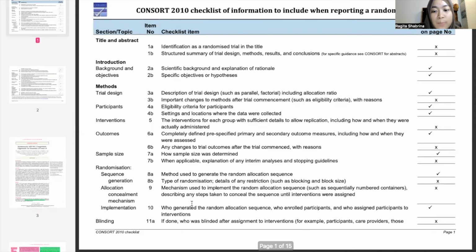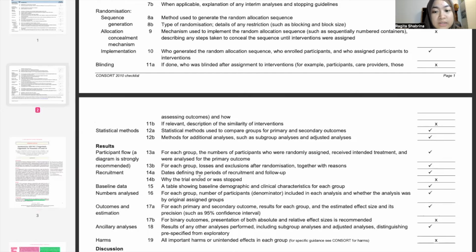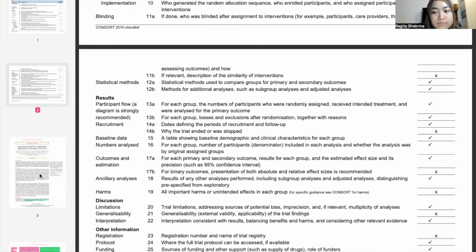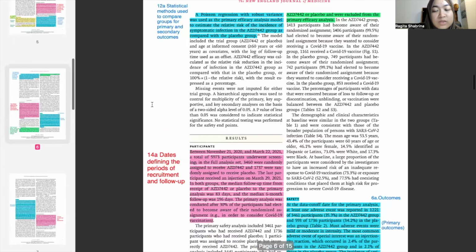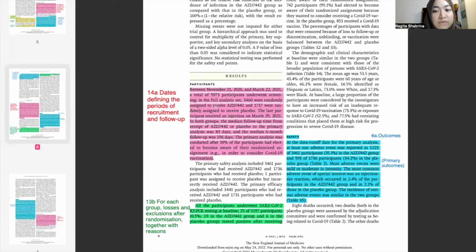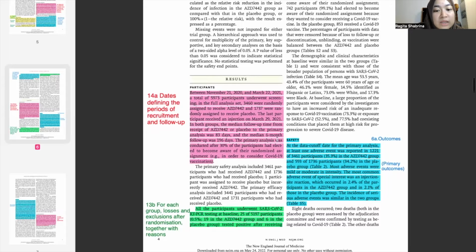Next is 14A. It is dates defining the periods of recruitment and follow-up. As we know in the results, between November 21, 2020 and March 22, 2021, a total of 5,973 participants underwent screening in the full analysis set, and the primary analysis was conducted after 13% of the participants had elected to become aware of the randomized assignment. So these are the dates defining the periods.